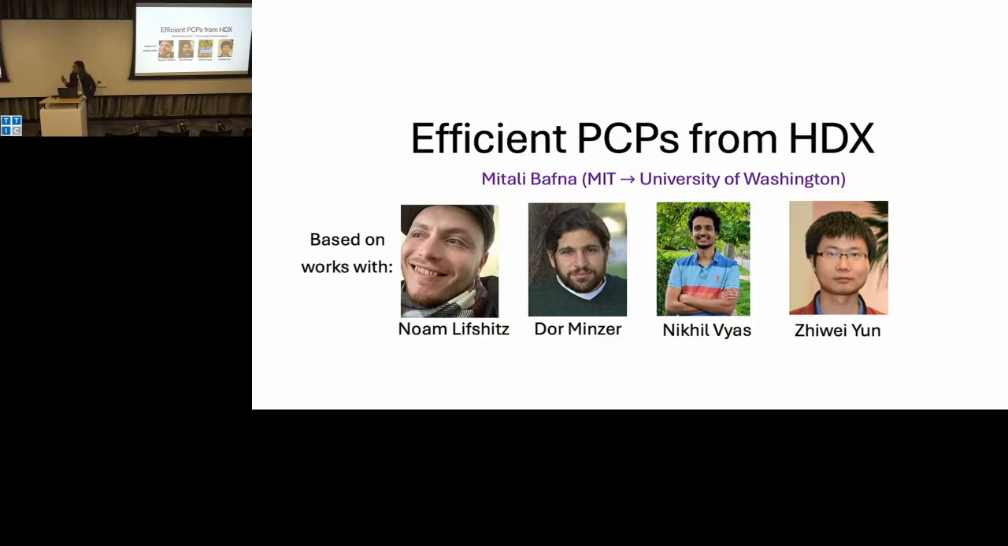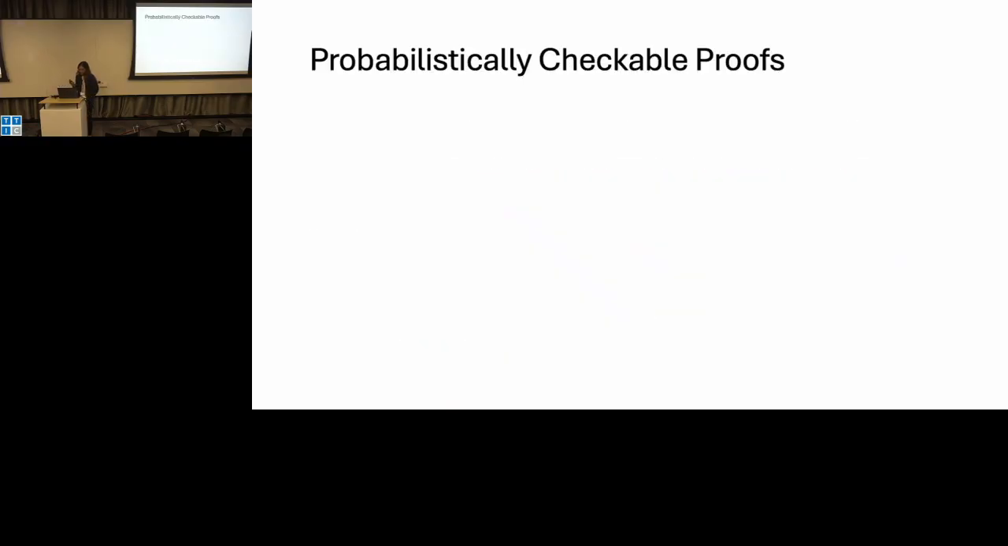So today I'll talk about our work on building efficient probabilistically checkable proofs from these objects called high-dimensional expanders, which I will soon introduce. And this is joint work with Noam, Dor, Nikhil, and Zive. Okay, so let me start by defining what probabilistically checkable proofs are.